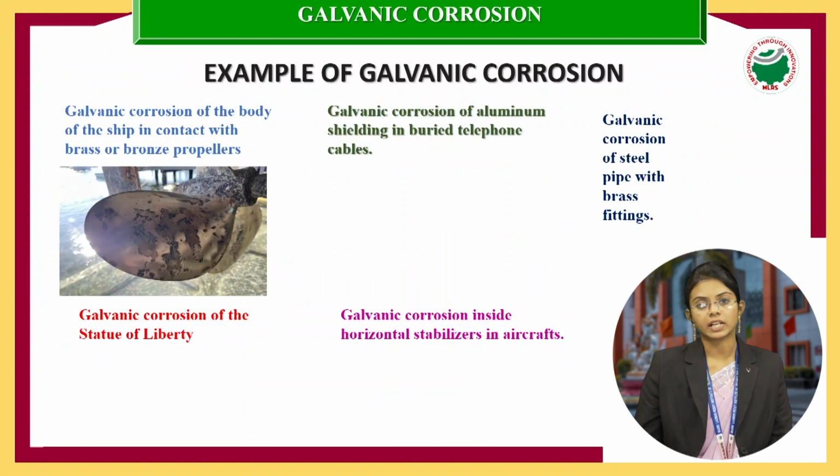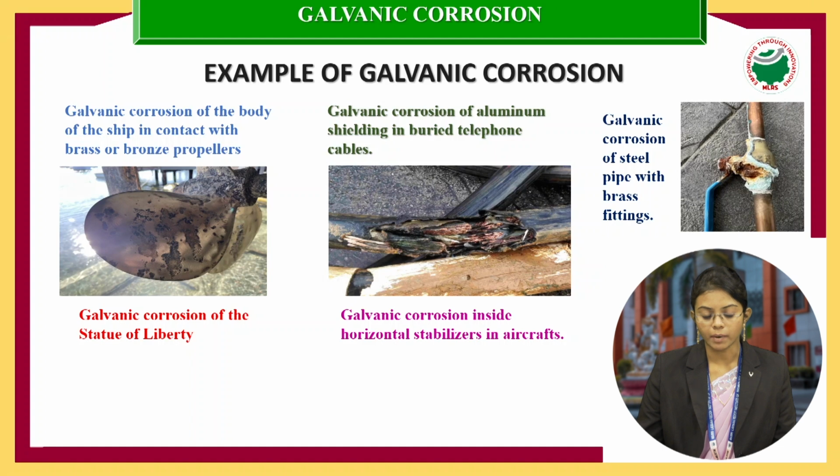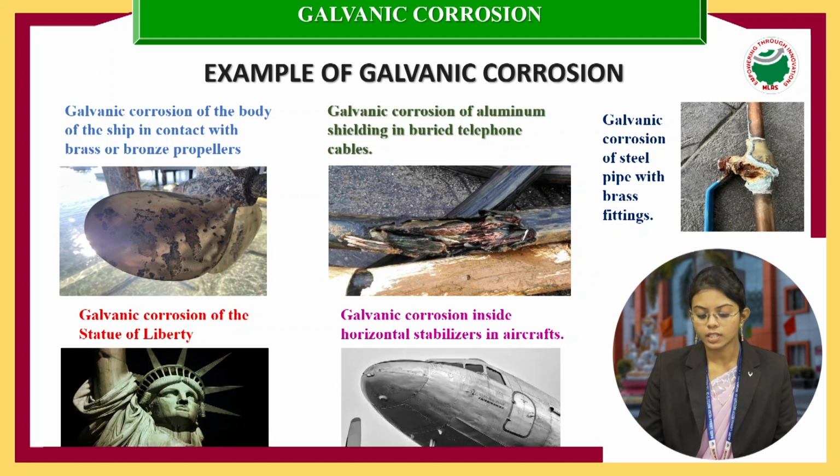So we'll see some examples of galvanic corrosion. We can see this type of corrosion in ships, and also the aluminium shielding in buried telephone cables underground, and also the steel pipes, the Statue of Liberty, and also the stabilizers in aircraft. This is about galvanic corrosion.